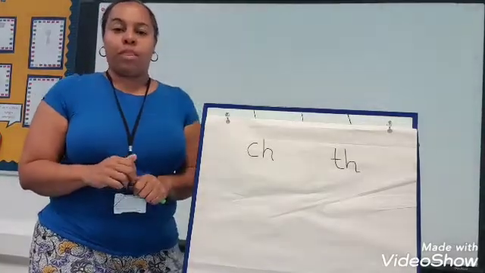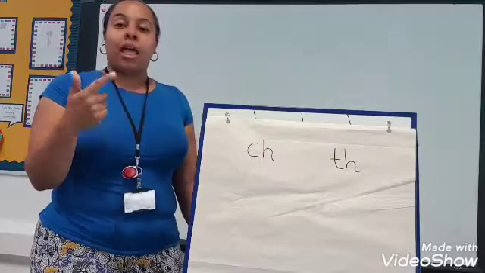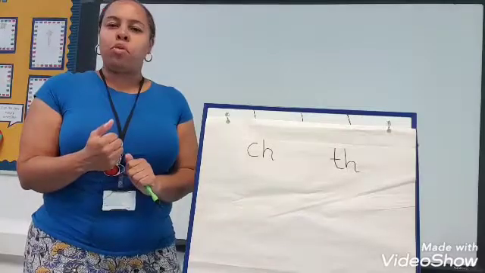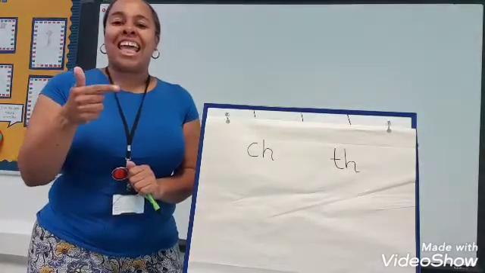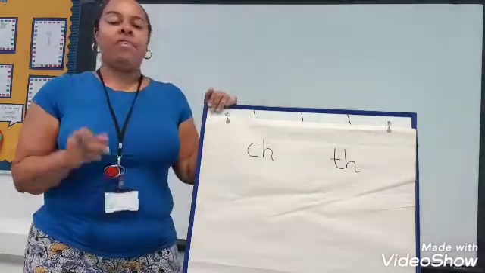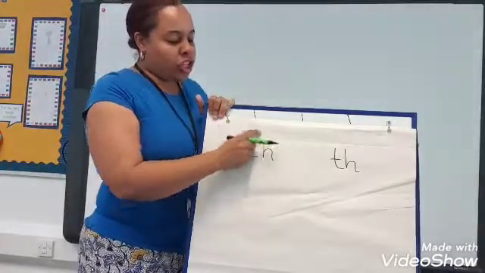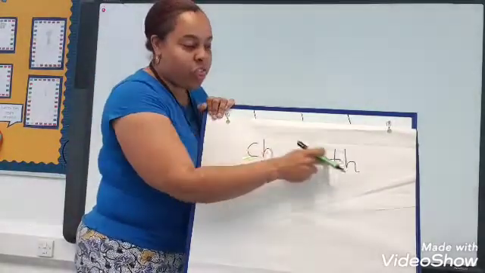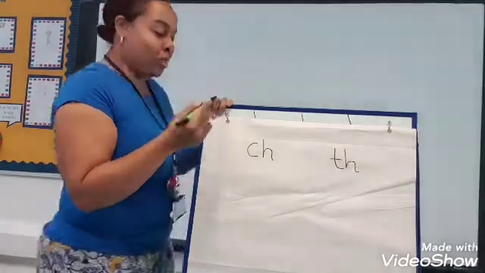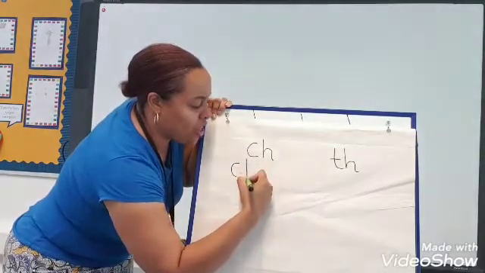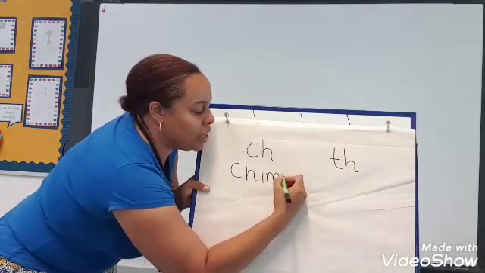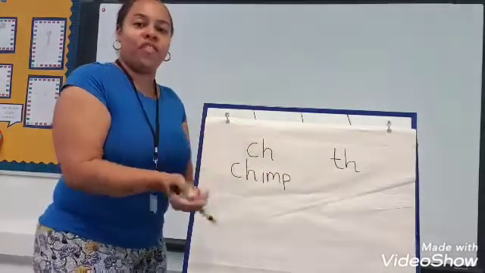See if you can try that with me. Ch, i... Let's try it one more time. Ch... Chimp. That's right. So have a little think. Is it the ch sound or the th sound in the word chimp? Well done. It is the ch sound. Chimp. So it goes on this side.